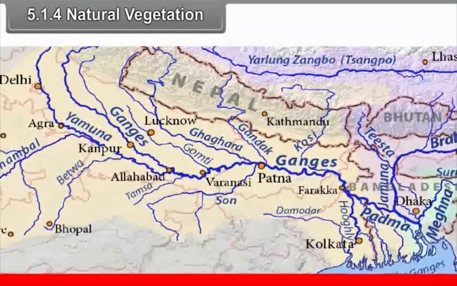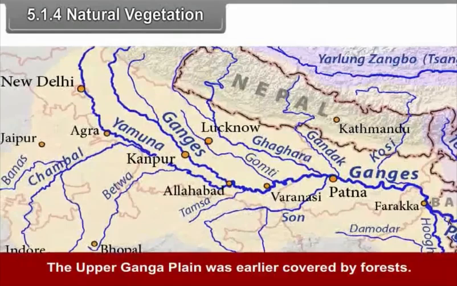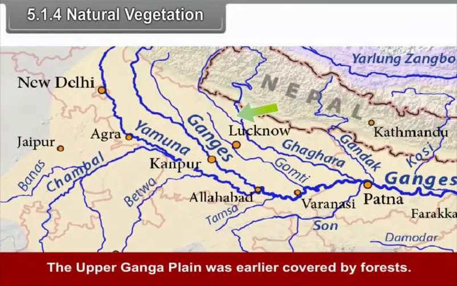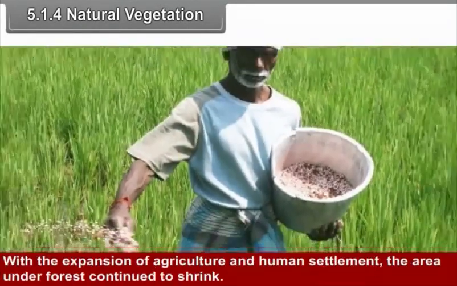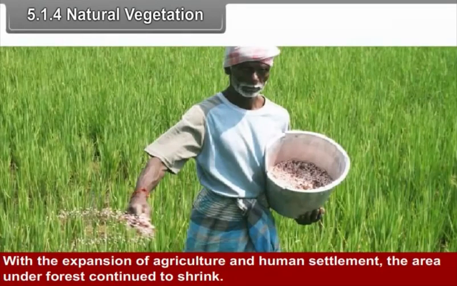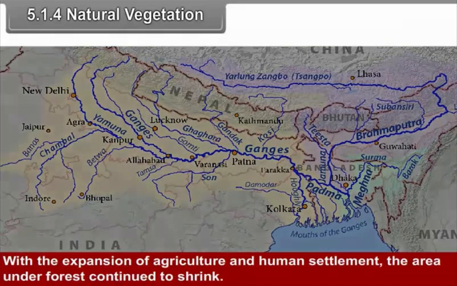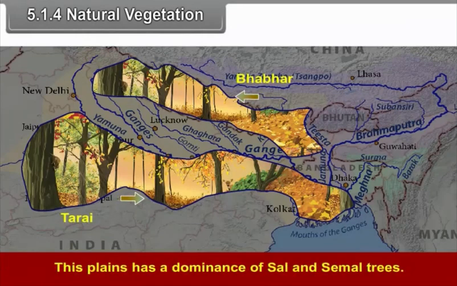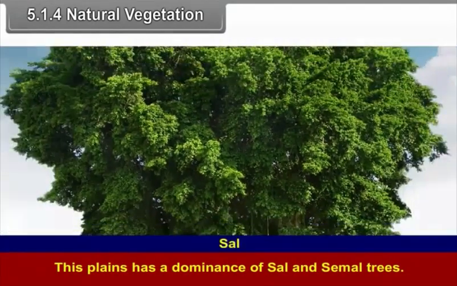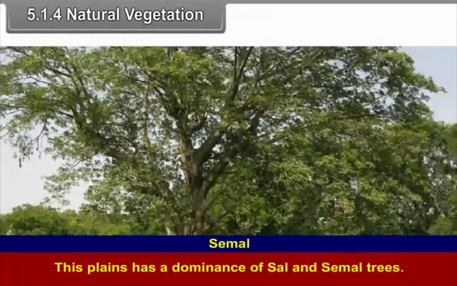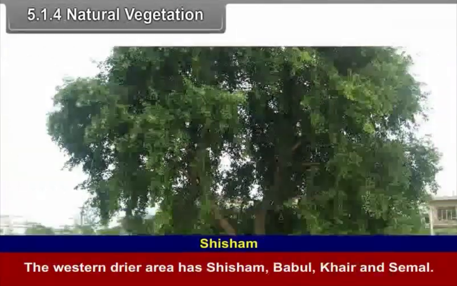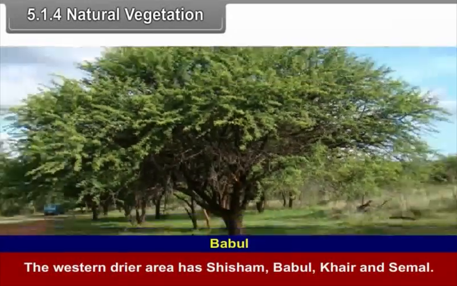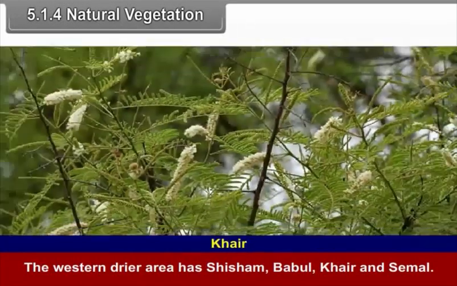5.1.4 Natural Vegetation. The Upper Ganga plain was earlier covered by forest. With the expansion of agriculture and human settlement, the area under forest continued to shrink. Bhabar and Tarai tracts have more area under forest than the plains. This plain has a dominance of sal and simal trees. The western Rayar area has shisham, babul, kher and simal.